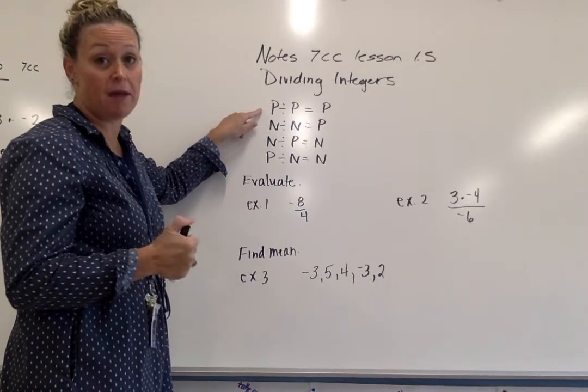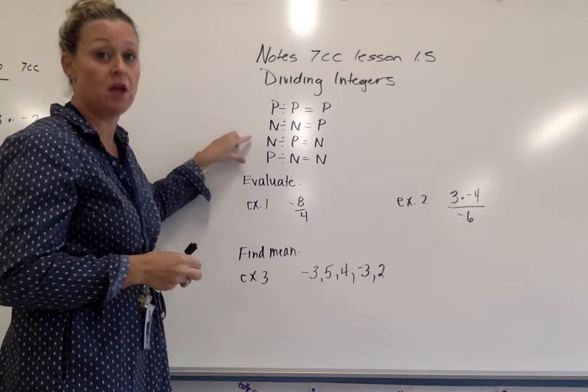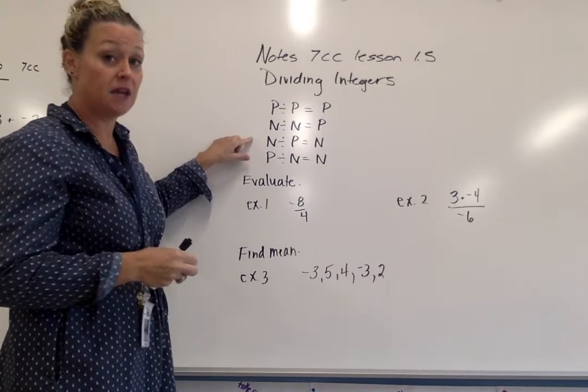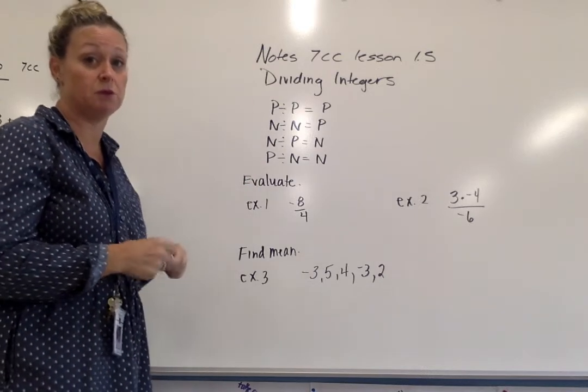A positive divided by a positive is going to be a positive. A negative divided by a negative is a positive. Negative divided by a positive is a negative, and a positive divided by a negative is a negative. These rules are the same rules as multiplication.